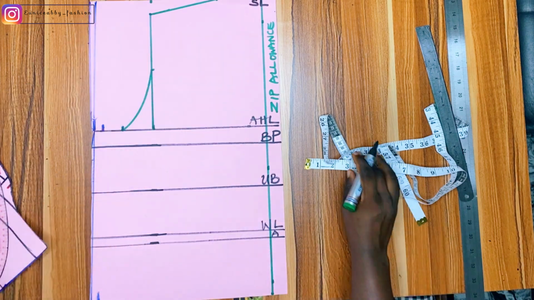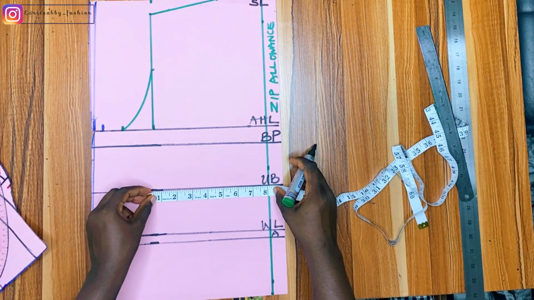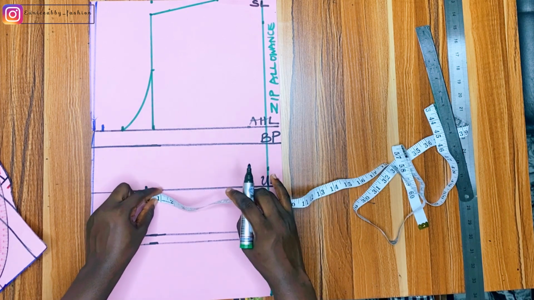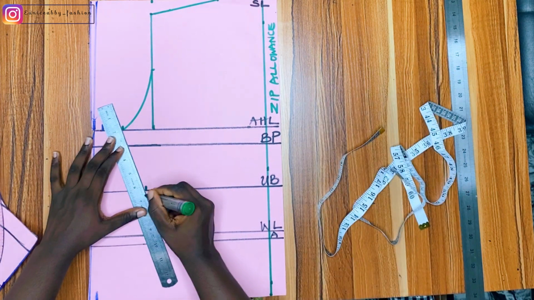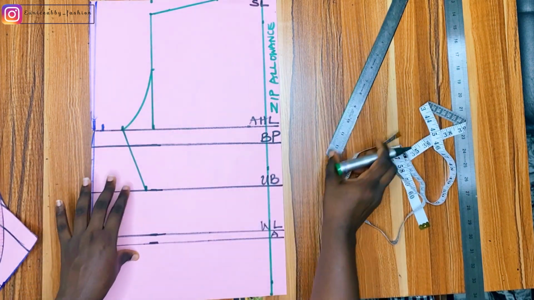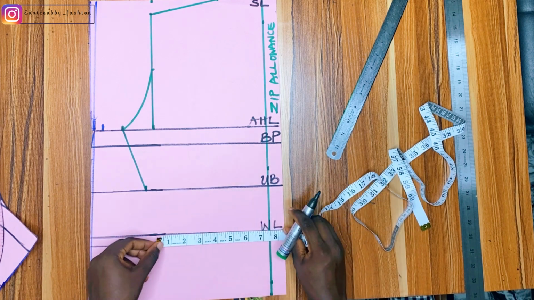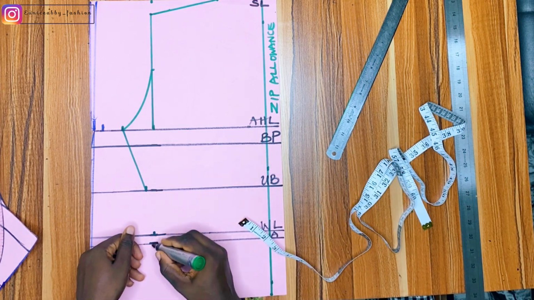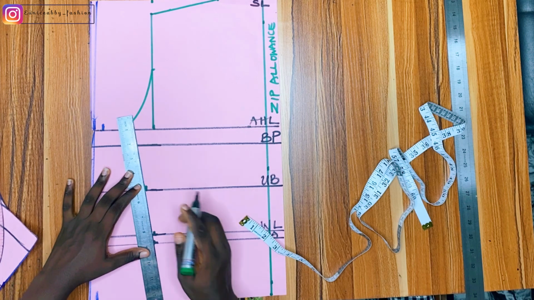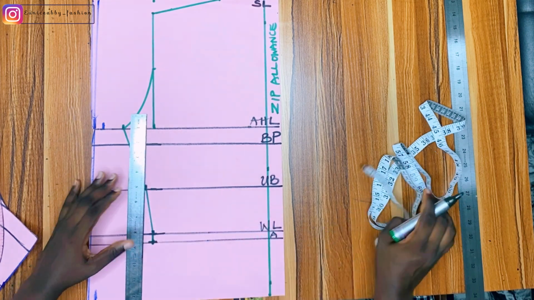My round under bust is 32. 32 divided by 4 is 8 inches, so I marked 8 inches. And I went ahead to connect the under bust to the armhole area. My waist is 30. 30 divided by 4 is 7.5, so I marked that. The same thing on the allowance line, and I connected the point.